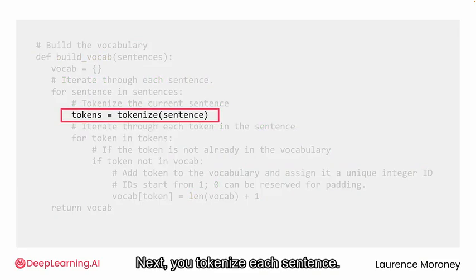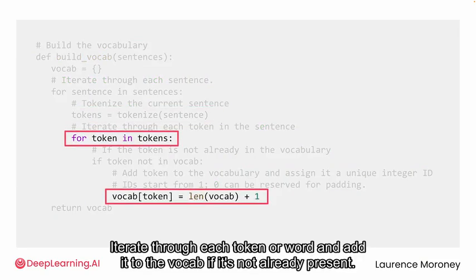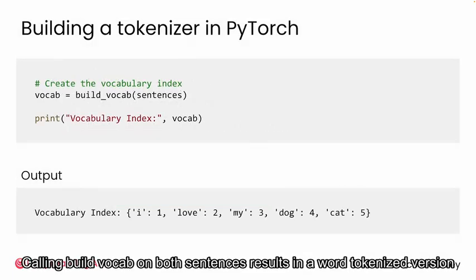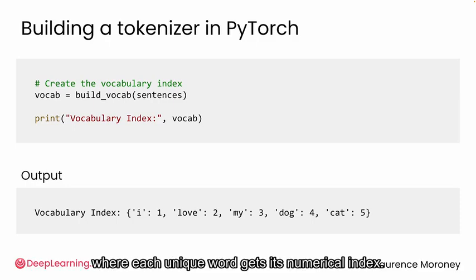Next, you tokenize each sentence. Iterate through each token or word and add it to the vocab if it's not already present, and then you can assign it a unique integer ID. Calling build vocab on both sentences results in a word tokenized version where each unique word gets its numerical index.